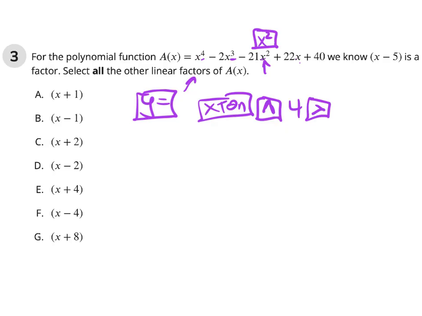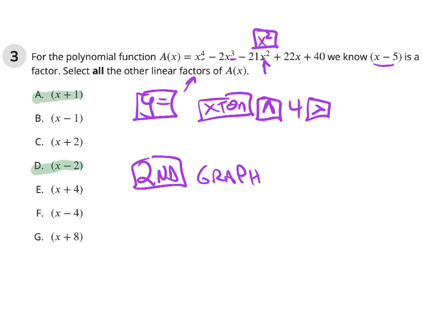Okay, so now we're given x minus 5. So we put this in the calculator, the expression like it's written. Then we hit second, graph, and we should see the following answers. A, D, and E. So when you hit second graph, it's going to start off as 0.